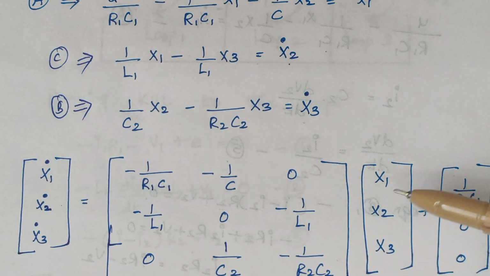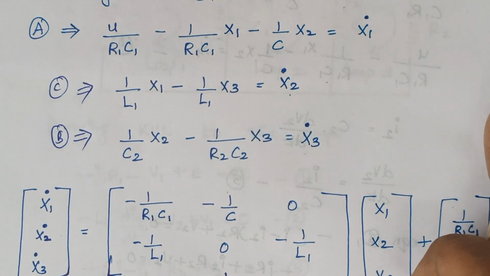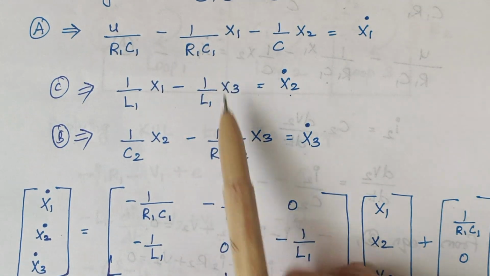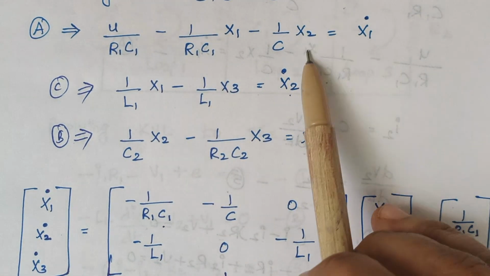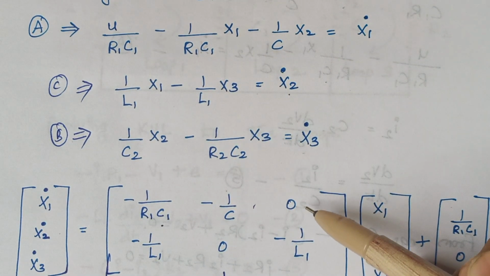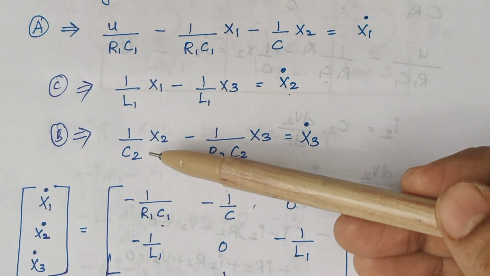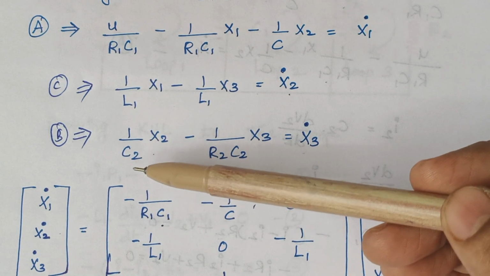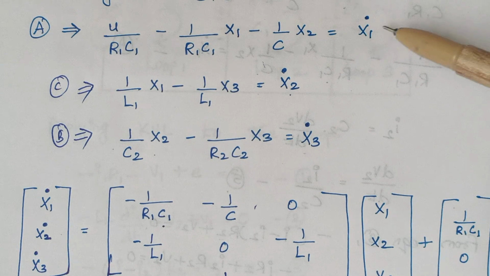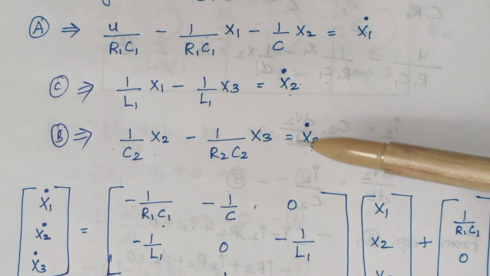So write it. Here the coefficient of x1 in the first expression is minus 1 by R1 C1. So it is written here. x2 is minus 1 by C1. There is no x3, so it is 0. Right. Again when you look at your second expression, that is B. This is our x2 dot, right? Okay, we have to write x1 dot, x2 dot and x3 dot, right?